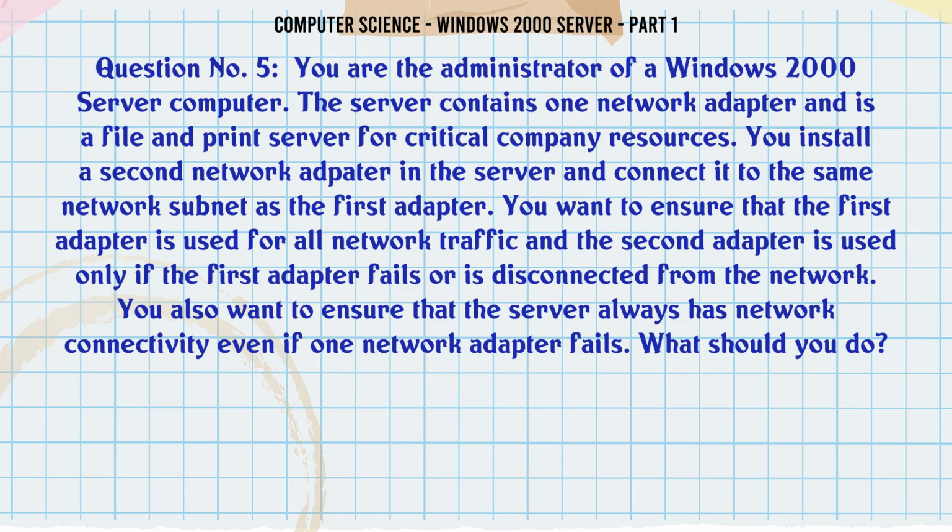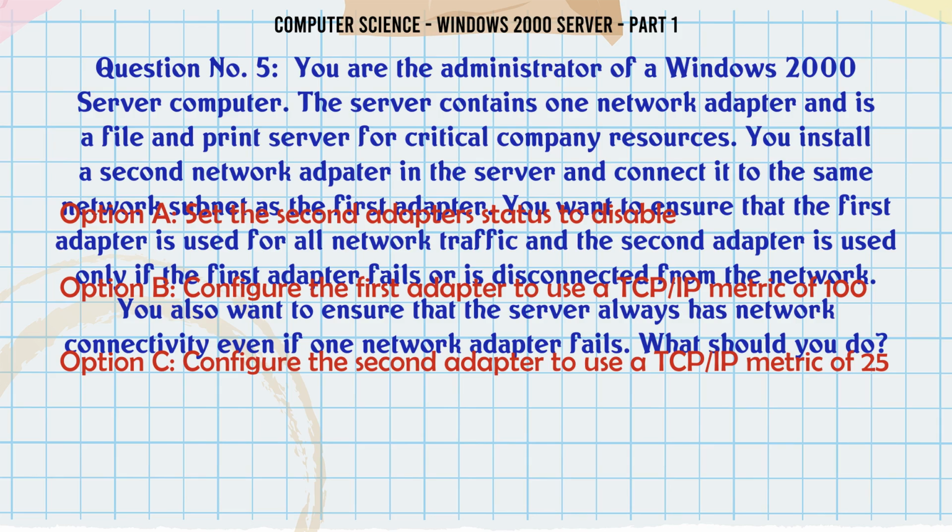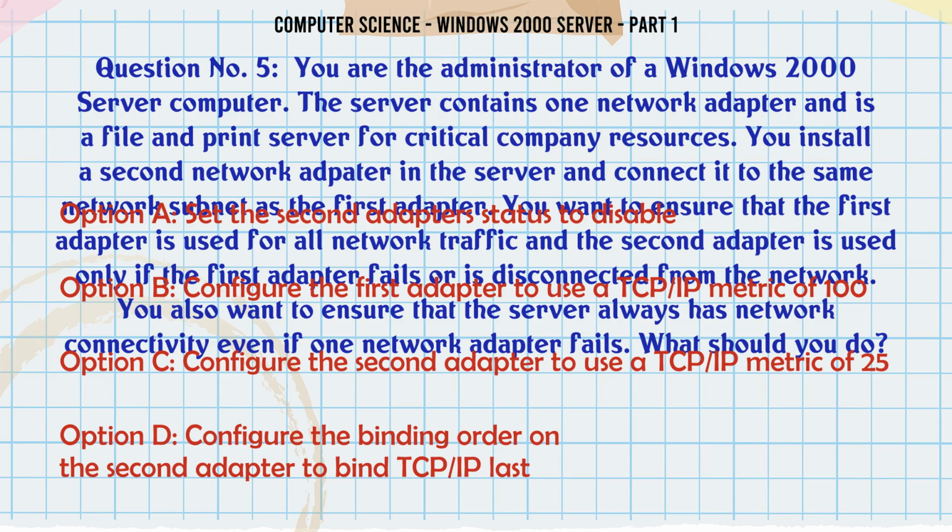You are the administrator of a Windows 2000 server computer. The server contains one network adapter and is a file and print server for critical company resources. You install a second network adapter in the server and connect it to the same network subnet as the first adapter.